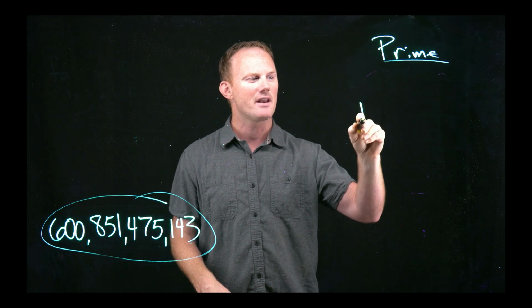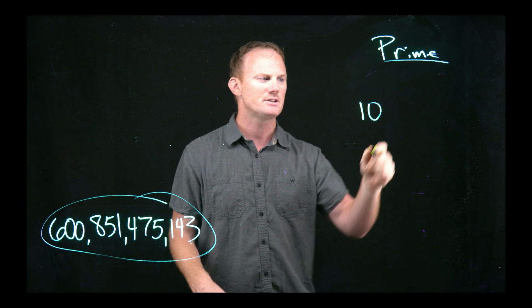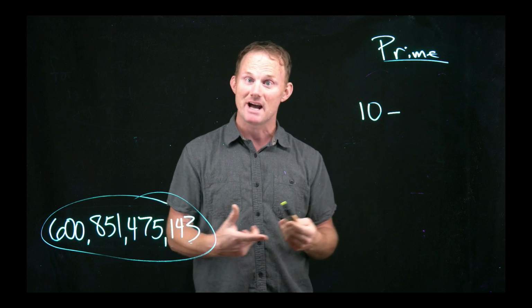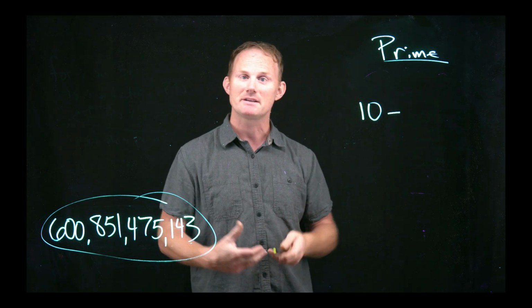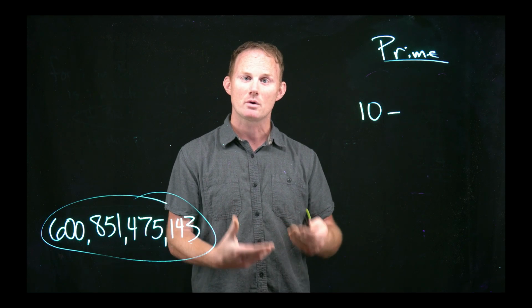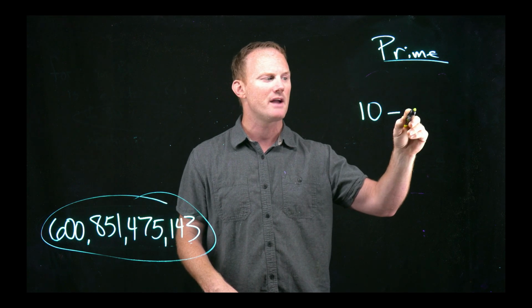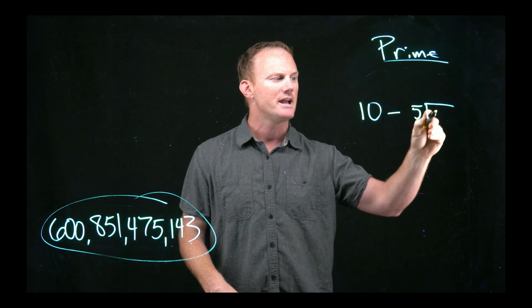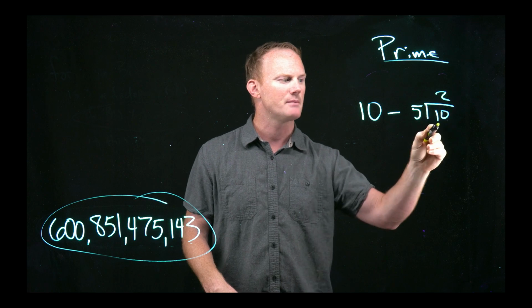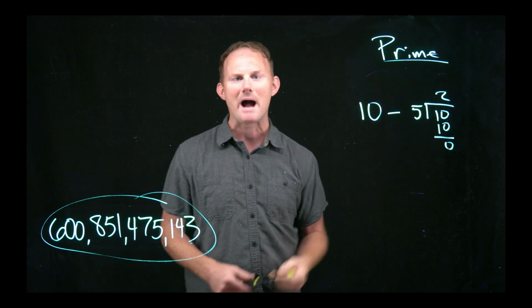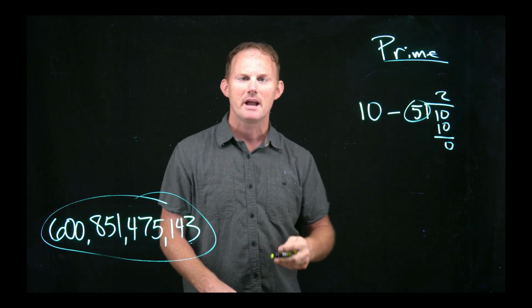If we look at the number 10, okay? 10 is an easy number to try. It's not divisible by 9. It's not divisible by 8 or 7 or 6. It is divisible by 5. So if we do 5 into 10, it will go 2 times. 2 times 5 is 10. We get a 0 back. So 5 is a factor.